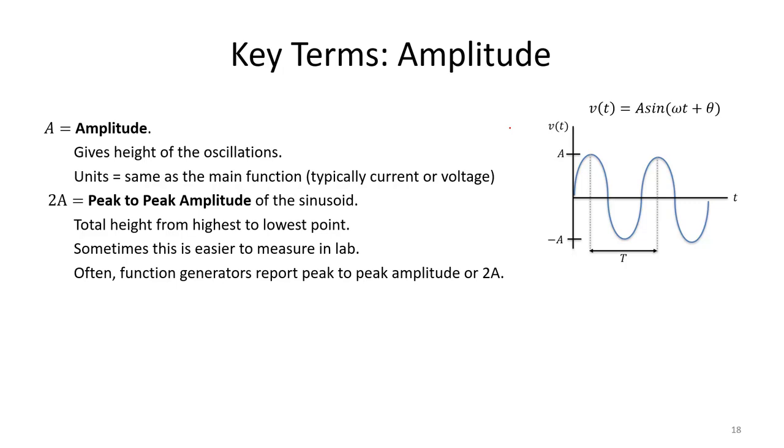All right, first term is amplitude. So often we use letter A to be our amplitude. And please be very careful here to pay attention to how we define amplitude. In this case, we define our amplitude A as the height of our oscillations. So notice this is height relative to the center axis.